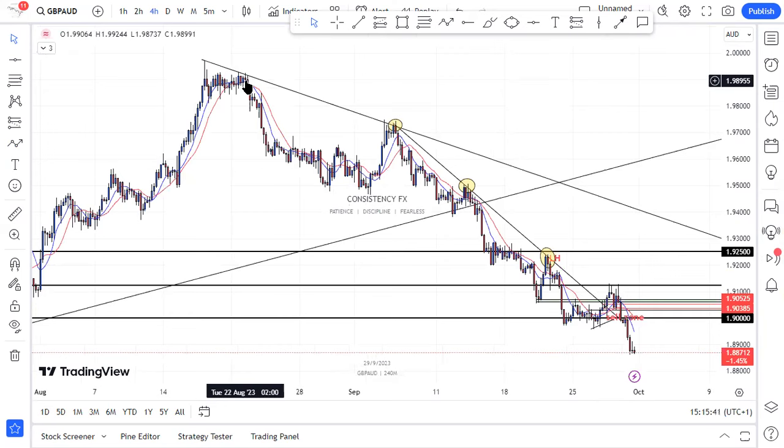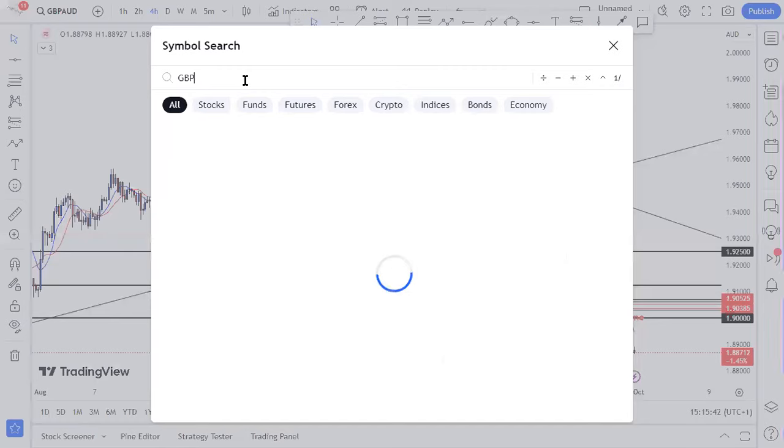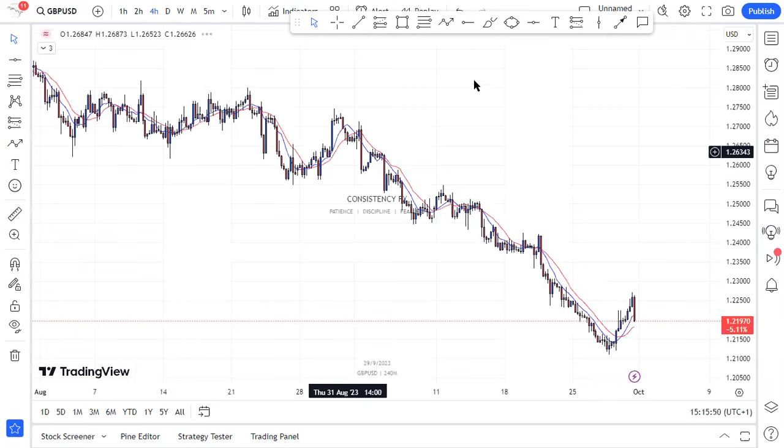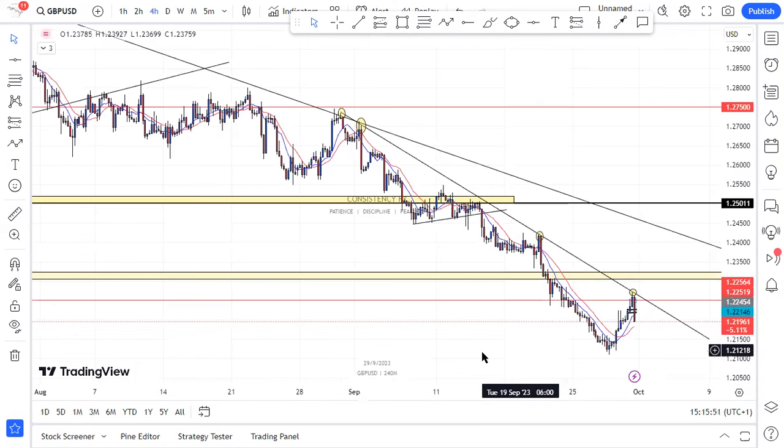Now let's look at GBP USD lastly before we call it a wrap. Now for GBP USD, guys, we just had a touch. I missed this trade. It was painful because I was not there at the time. Now we had one, two, three touches.